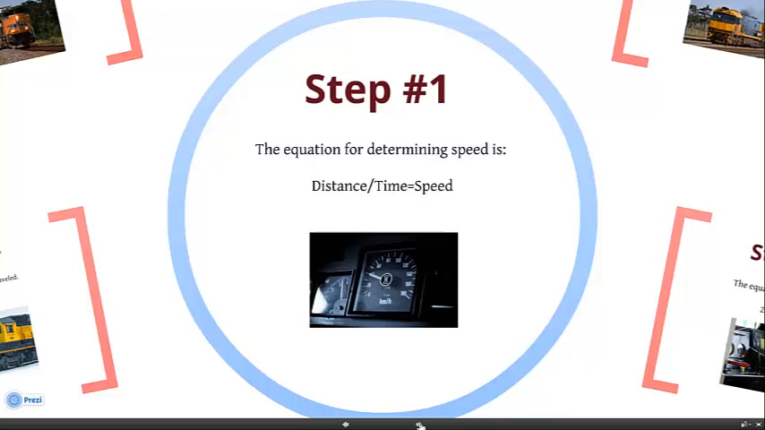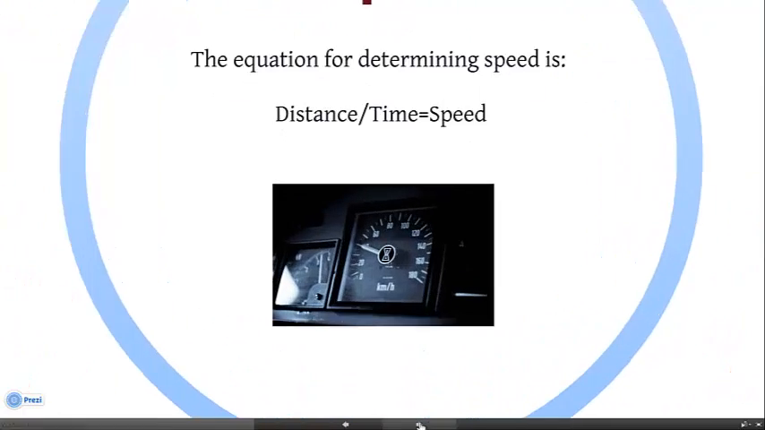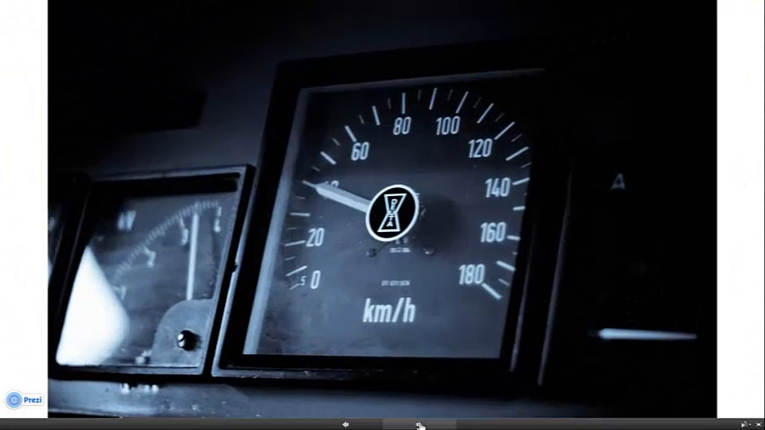The equation for determining speed is distance divided by time equals speed. Speed is a derived unit that represents how fast an object is traveling. In the imperial system of measurement, speed is commonly measured in miles per hour or feet per second. To calculate speed, you need to know the distance covered and time elapsed. For example, if you wanted to know how fast you drove, you would need to know how far you traveled and how long it took.